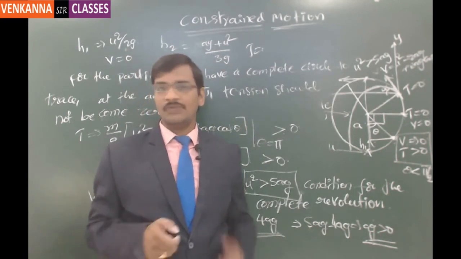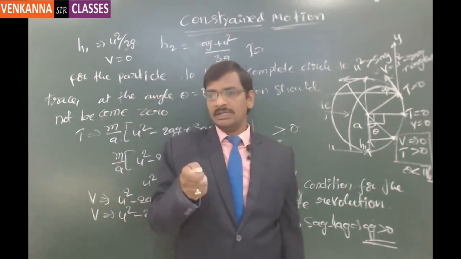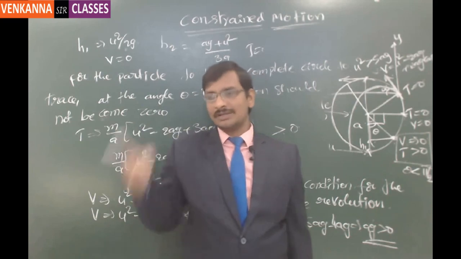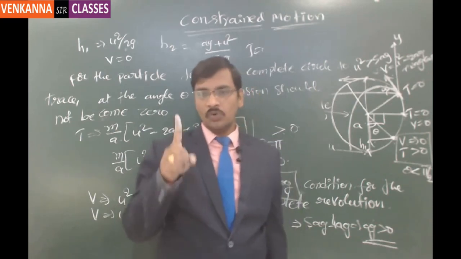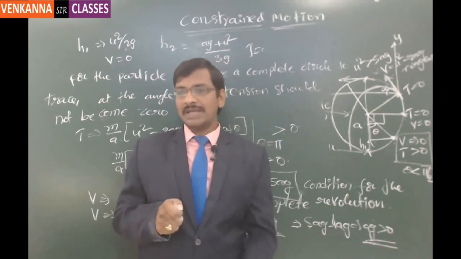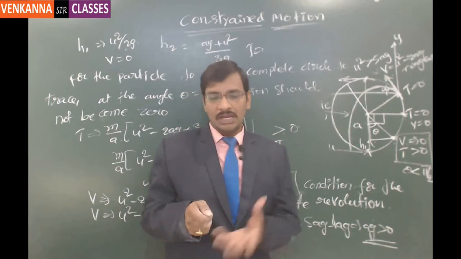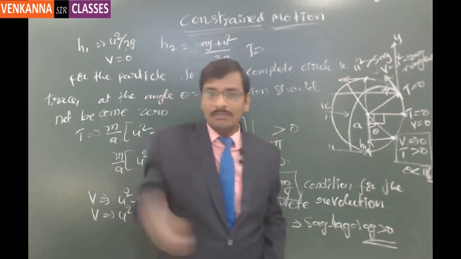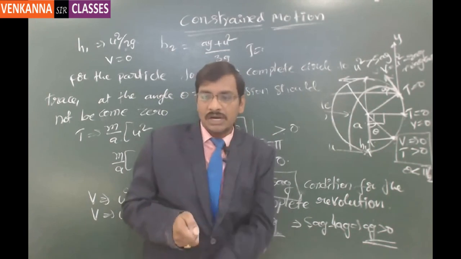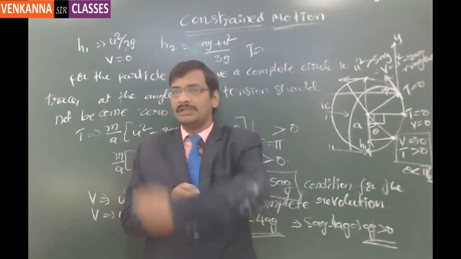Because if you tie up a stone with a thread, then it will try to rotate like this. It will rotate in a circular fashion only because the string tension is greater than 0. Suppose I give a small velocity, it will come till this point and it will fall down. But if I give a bigger velocity, then it will pull my hand so that it will try to rotate in a complete circular fashion like this.